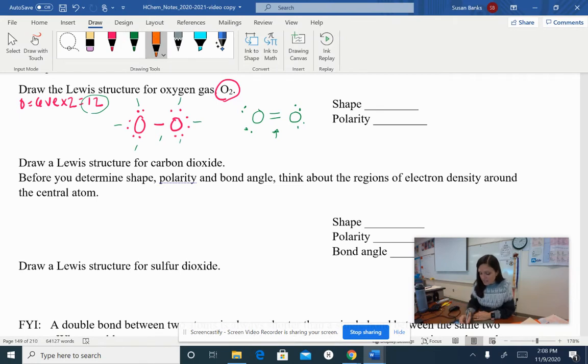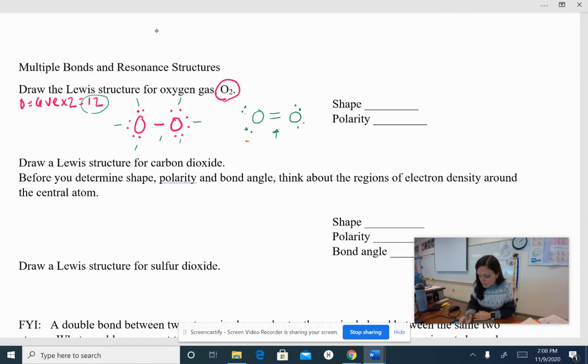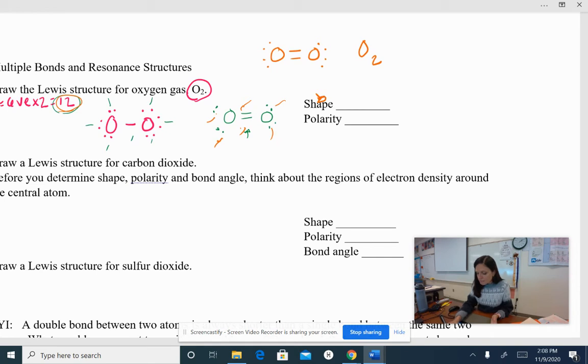Now I have satisfied the octets here. I have 2, 4, 6, 8 electrons on each oxygen. So let's count total. I've got 2, 4, 6, 8, 10, 12 electrons, which is what I actually can use. So this oxygen double bonded to the other oxygen is indeed what we would find for elemental oxygen in our air. Now, the only thing I can do shape-wise between two atoms is a line, right? So it's going to be linear.